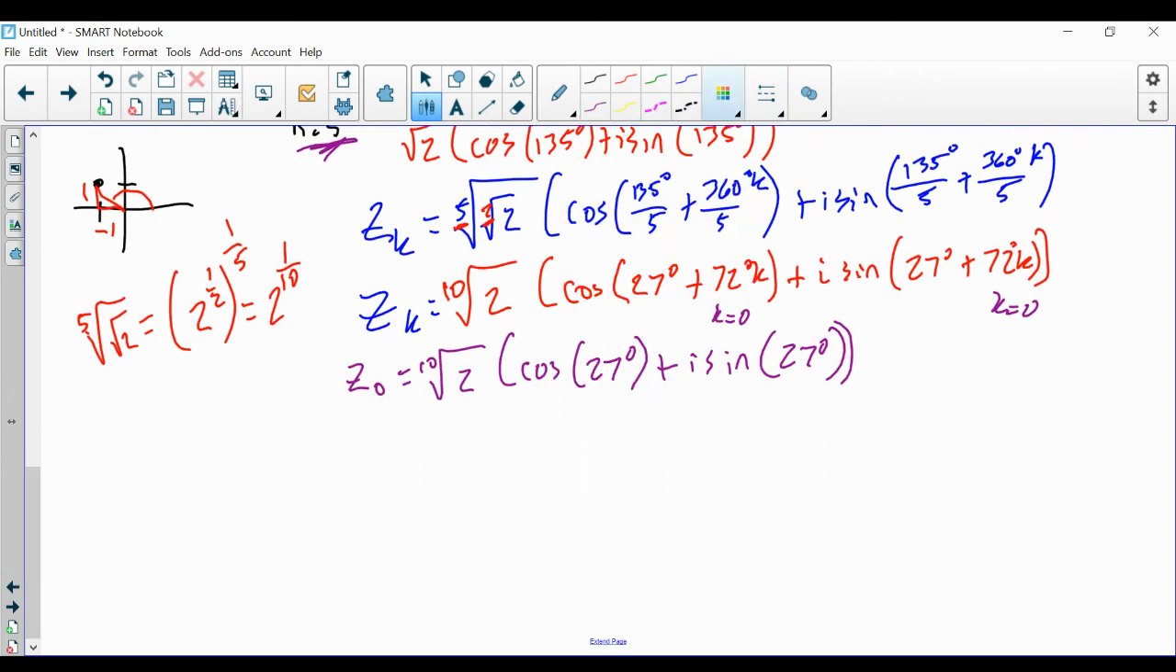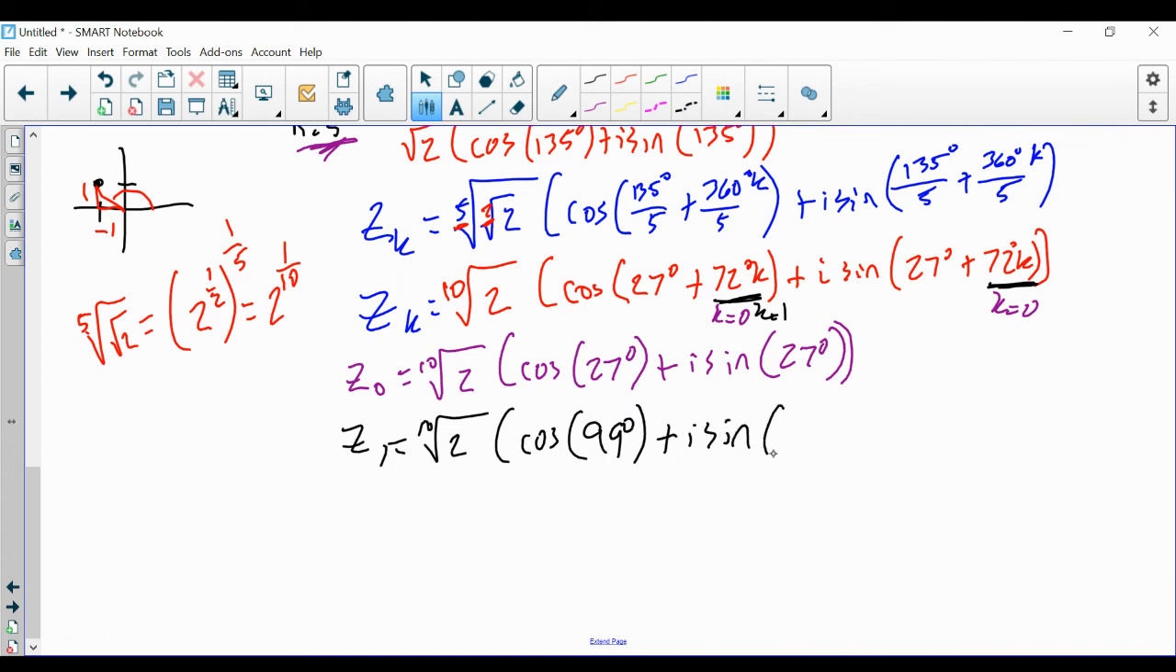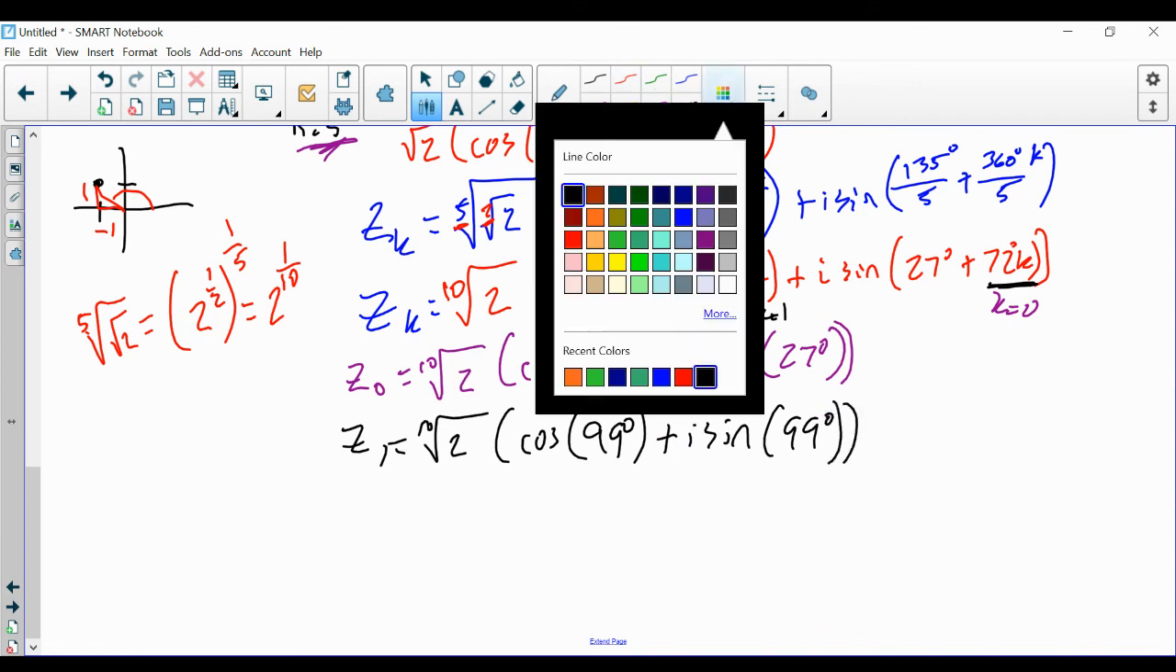Answer number 2 is going to be when k equals 1. So again, the r stays the same. Cosine. Now, when k equals 1, I'm adding 72 every time. So you're just paying attention to that number there. So if you add it together, 99 degrees plus i sine of 99. And then keep it going.